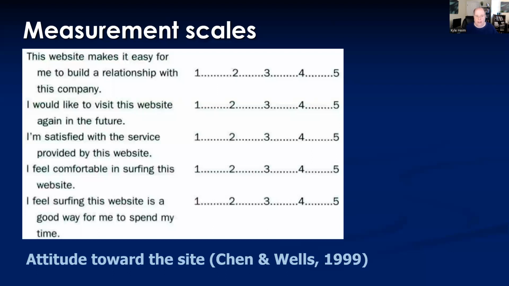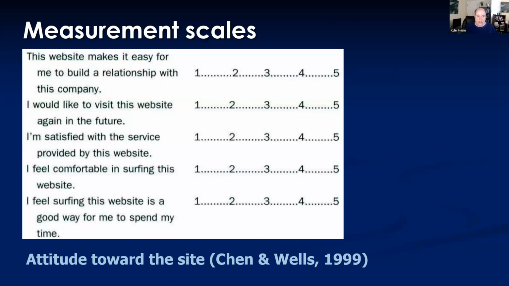Let's say you were doing a study and you wanted to measure people's attitudes toward shopping websites. So you would ask yourself, has this already been studied? Have people measured this before? Is there an existing scale? And it turns out there is. These researchers named Chen and Wells, way back in 1999, developed a scale for measuring attitude toward the site. And it is an index of 5 items, 5 Likert scale items.